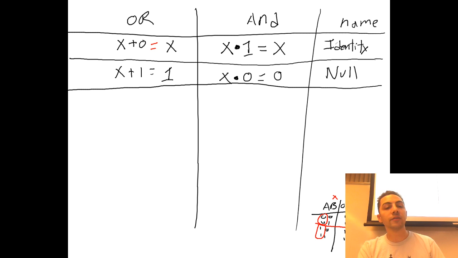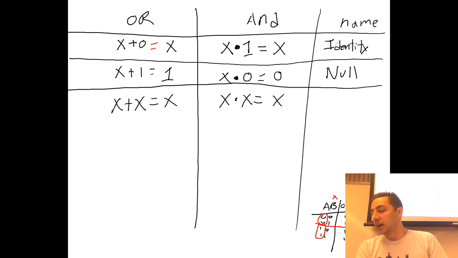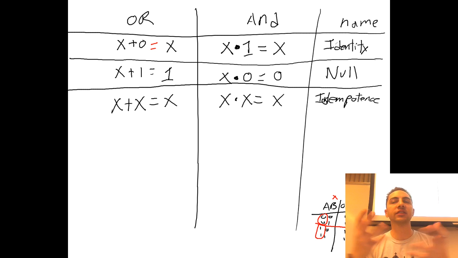We can go on to a few other things. X ORed with x, and x ANDed with x. In both cases, it's just x. So x ORed with x is going to be x. X ANDed with x is going to be x. And this is the idempotence theorem. The idea is if you're ORing something together with itself, it doesn't change it. Again, it's removing an operator.